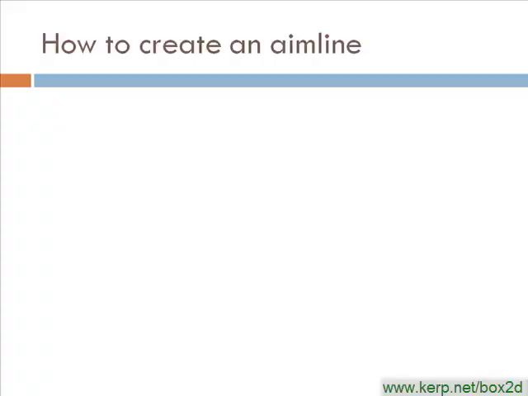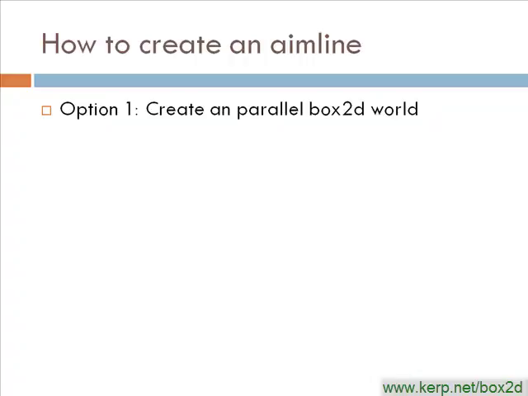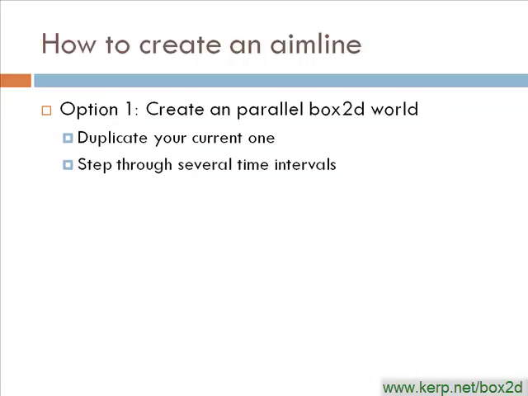I mean, the way I see it, there are probably two options to create a pretty good aim line. Option one, which is kind of the crazy one that I haven't actually tried, is to create a parallel world that is a duplicate of our current one. We could create a new b2World object, populate it with all of the stuff that's in our current one, and then outside of our normal enter frame listener, step through several time intervals in this parallel Box2D world and see what happens to some theoretical ball that we launch through the world. That could be a very, very accurate way of predicting what would happen with our ball when we launch it in the real application.